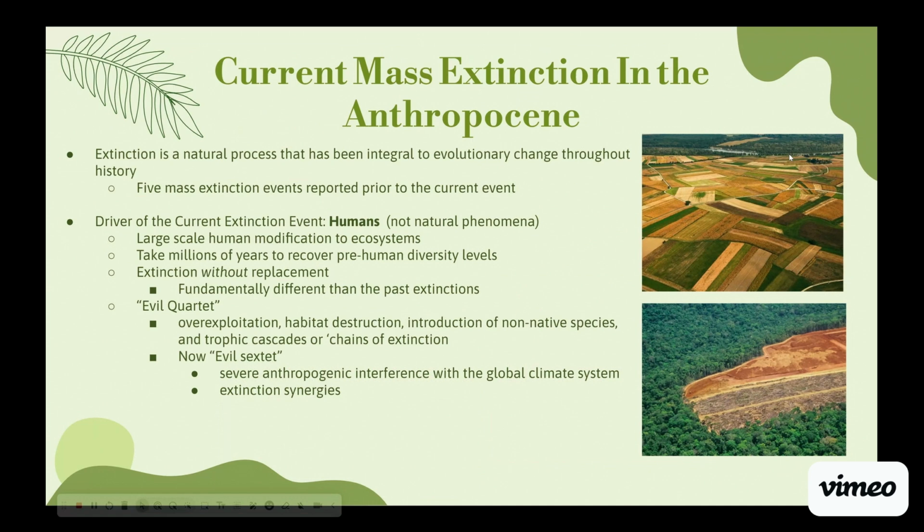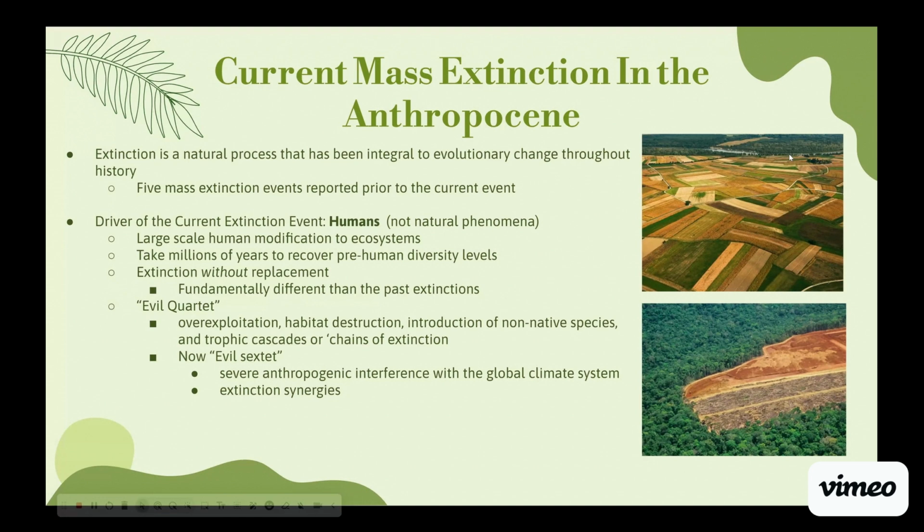Today, large-scale human modifications to the ecosystems like urbanization or agricultural development threaten the stability of the planet to the point where it will take millions of years to recover to pre-human levels of diversity. This is known as extinction without replacement and is fundamentally different from the past 5 extinctions.